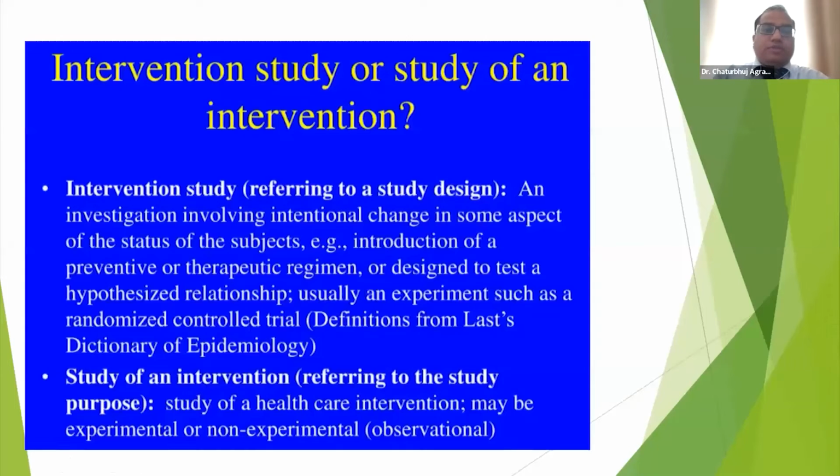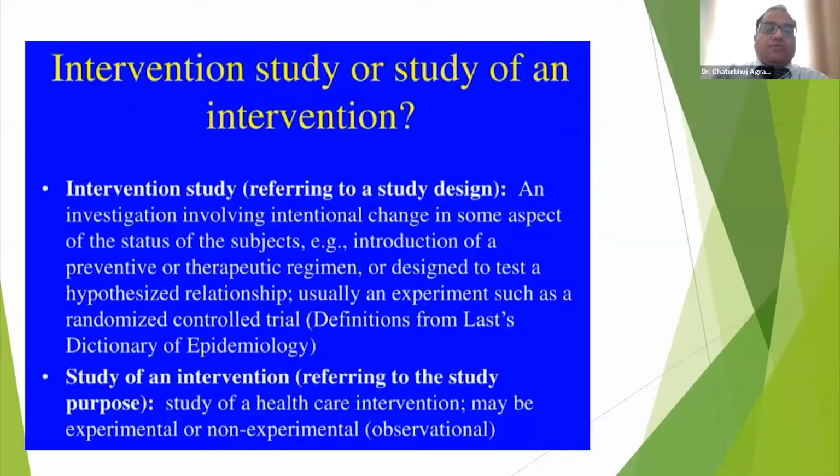Interventional study could be of two types: either we are referring to a study design, or to a study purpose. Study design means an investigation involving intentional change in some aspect of the status of subjects. For example, introducing a preventive or therapeutic regimen, particularly in oncology, like chemoprevention trials in prostate cancer, tamoxifen chemoprevention strategies in breast cancer, or a therapeutic regimen. So we are designing an intervention study, or one designed to test a hypothesized relationship, usually like an experiment such as a randomized control trial.